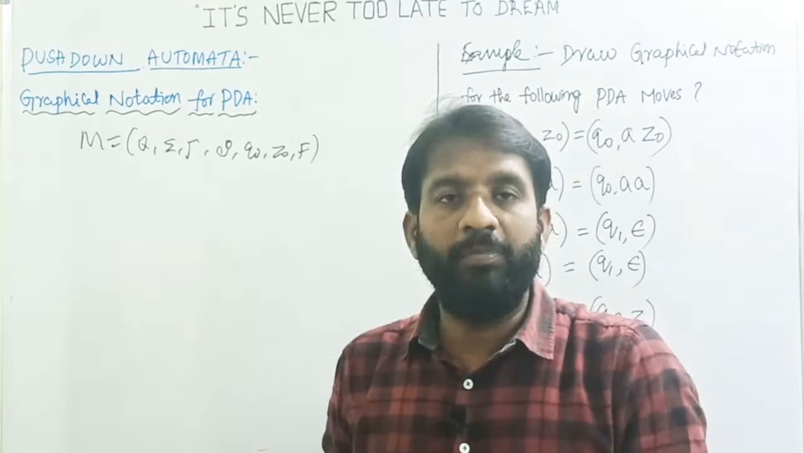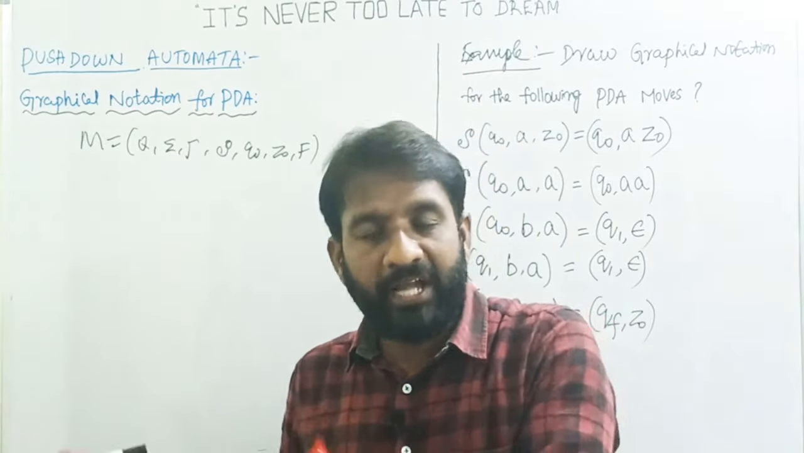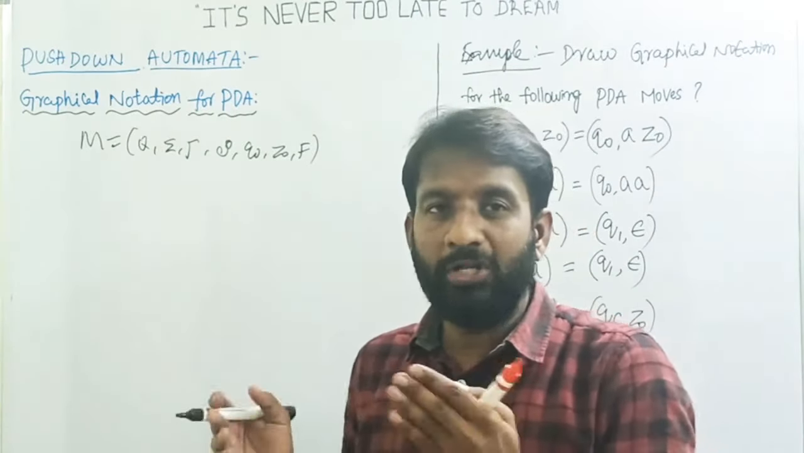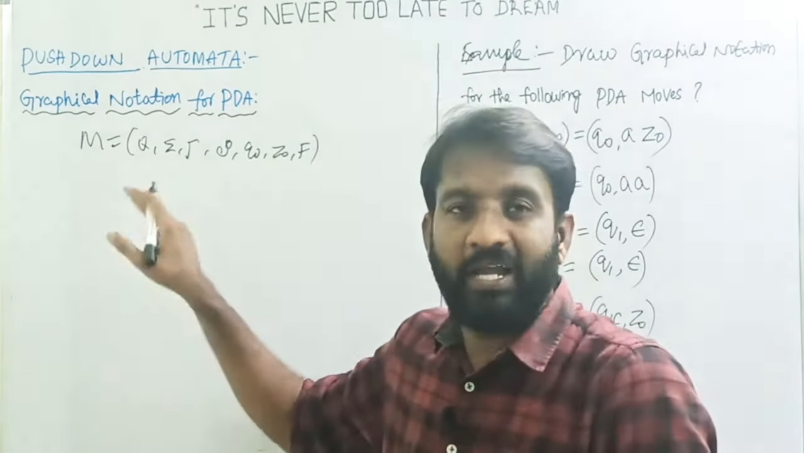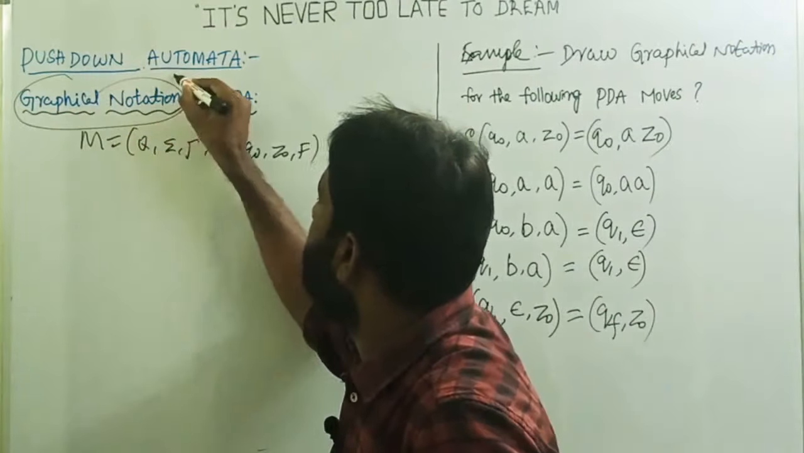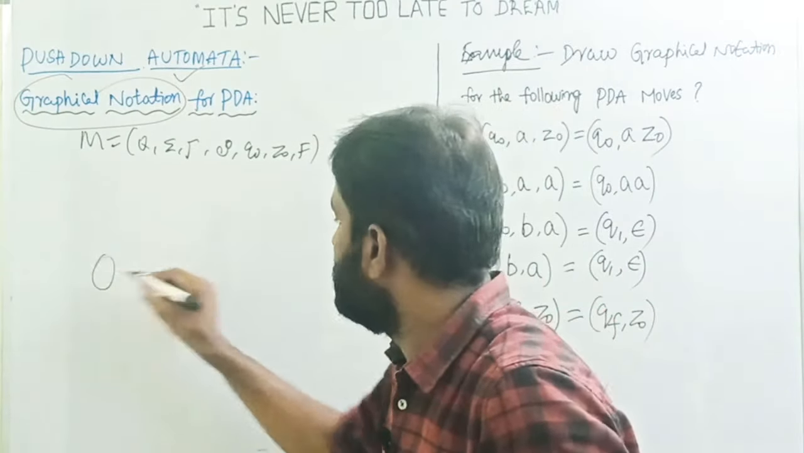In finite automata, if you represent transitions as a diagram, it is called the transition diagram. Similarly, if you represent all transitions of your pushdown automata as a diagram, that diagram is called the graphical notation for PDA. How we can construct the graphical notation is, as you know, it contains some circles.